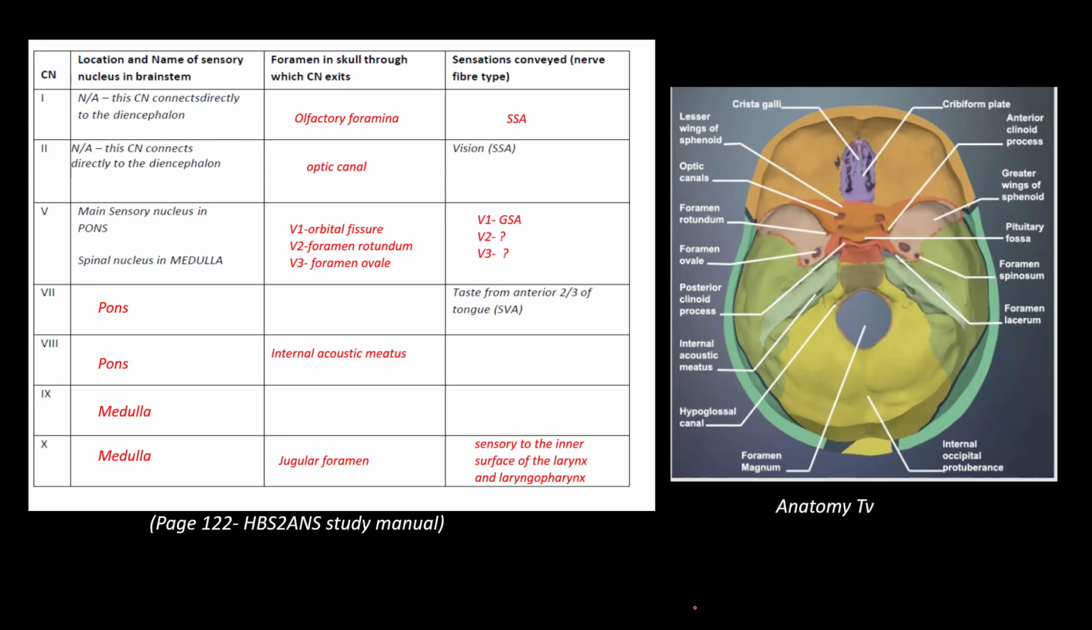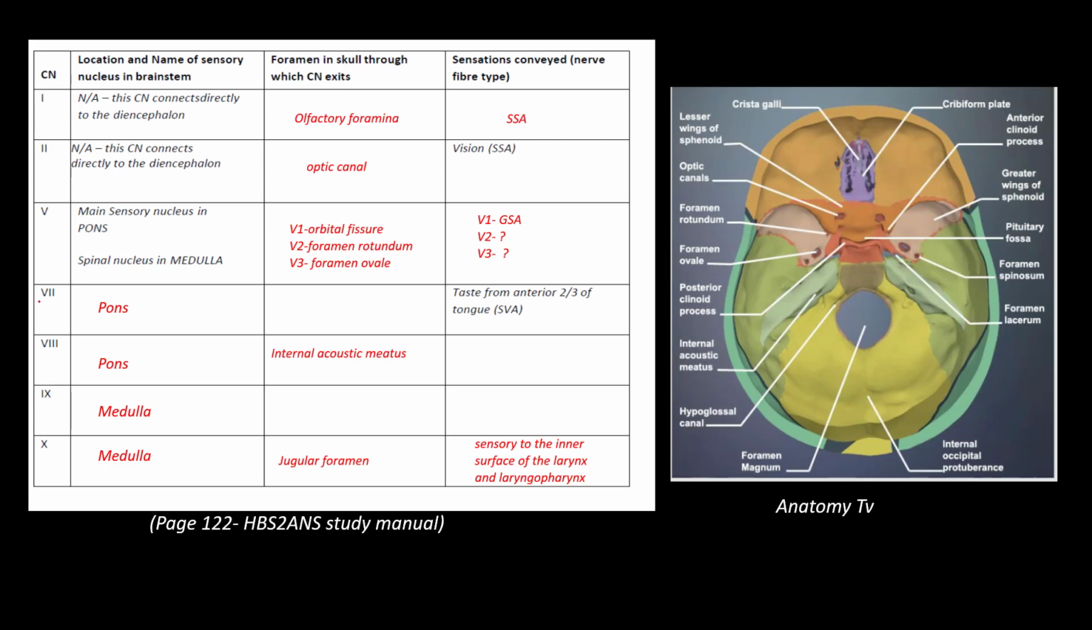Here I have taken a table from your study manual, page 122. I have filled up some columns for you. This should be a part of your first pracs, one of the first few pracs that you would have done. This basically indicates each of the cranial nerves that we are interested in and where it is located on the brainstem, the foramen of the skull through which it exits, and its specific functions.